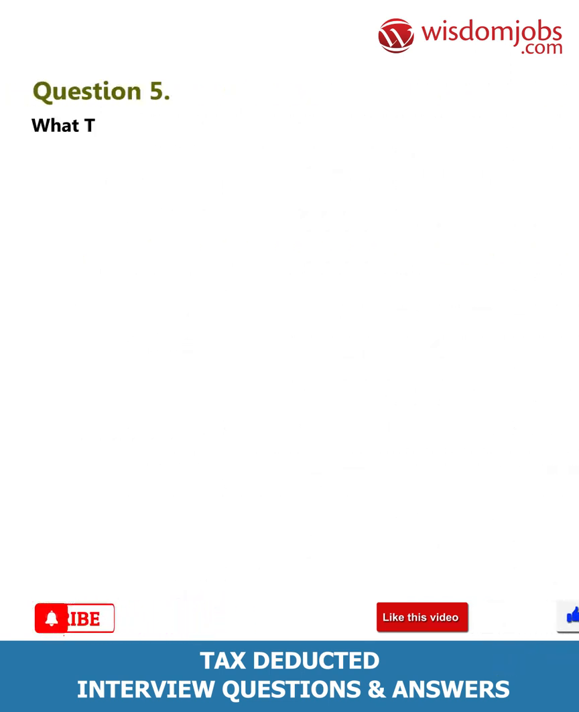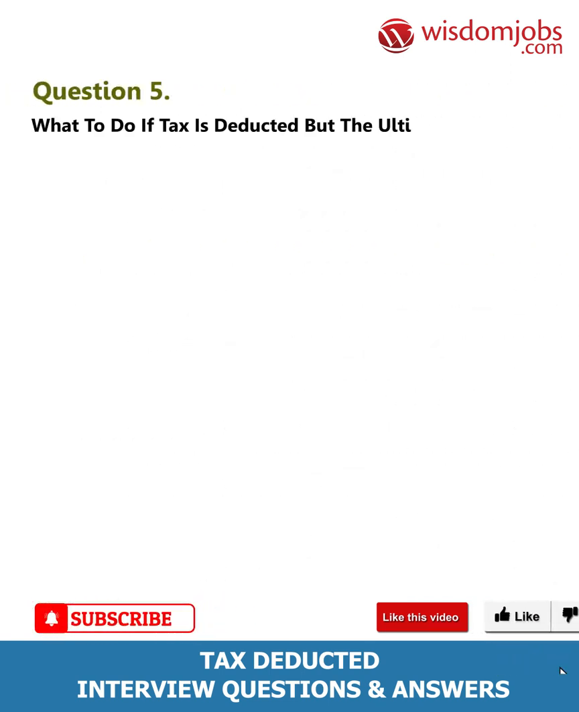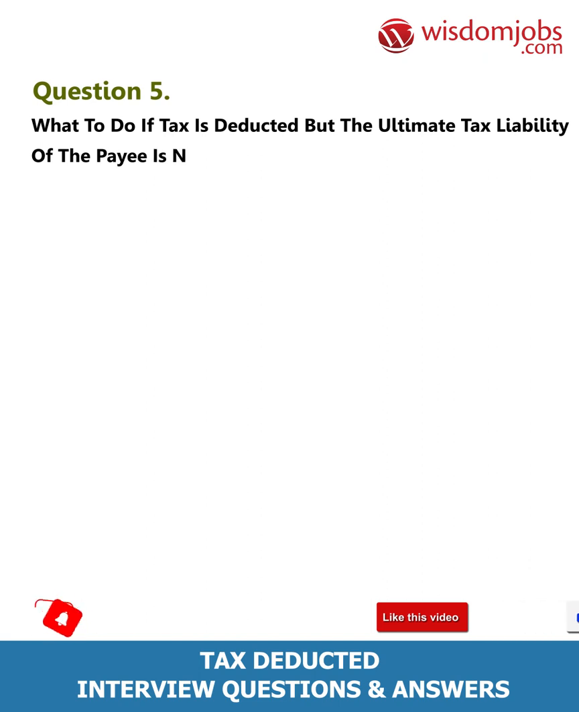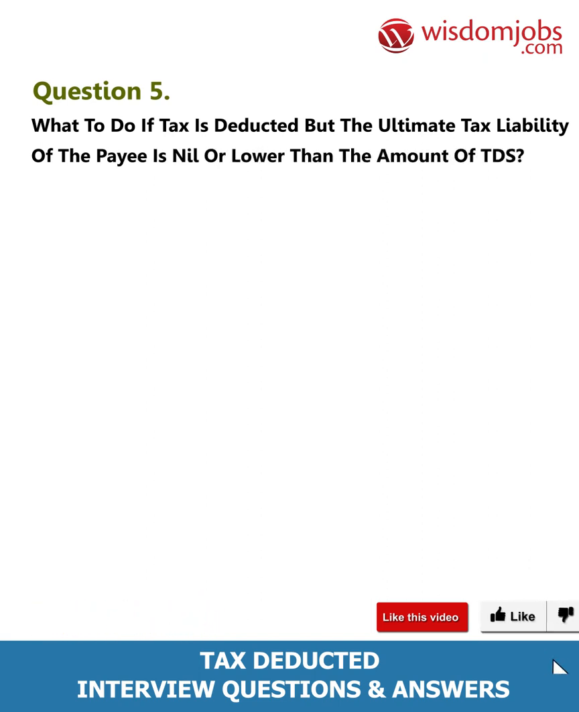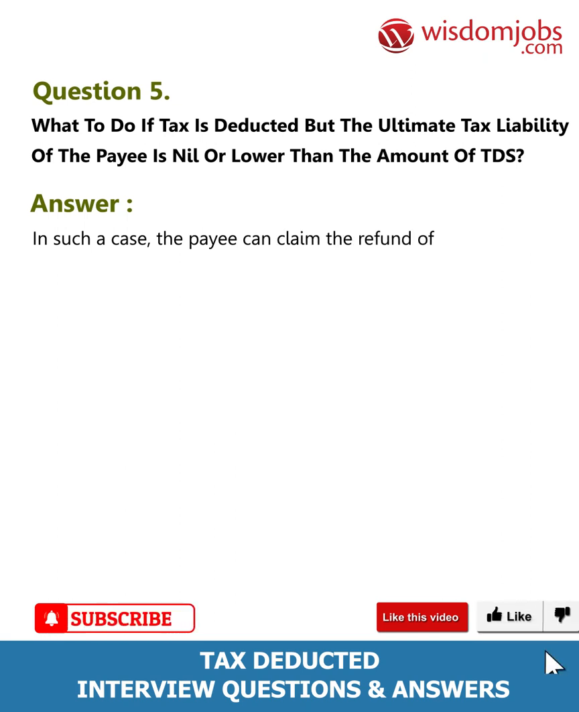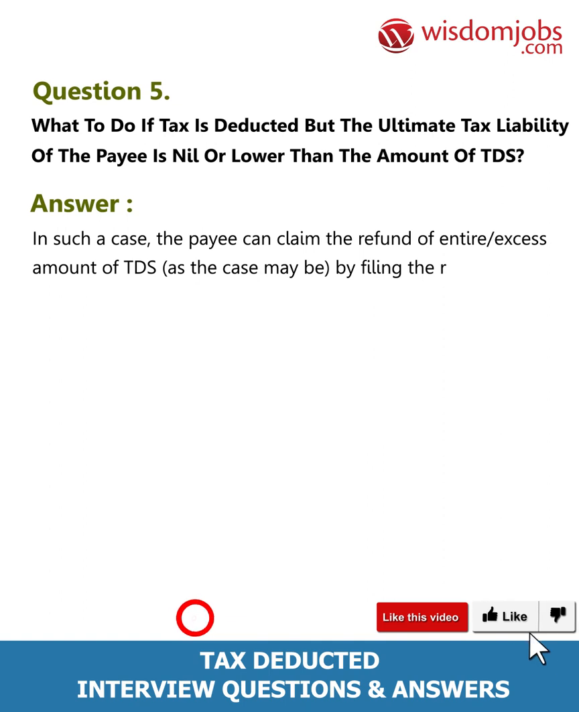Question 5. What to do if tax is deducted but the ultimate tax liability of the payee is nil or lower than the amount of TDS? Answer. In such a case, the payee can claim the refund of the entire or excess amount of TDS, as the case may be, by filing the return of income.